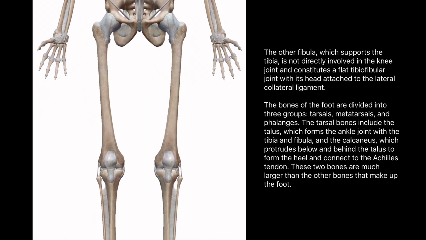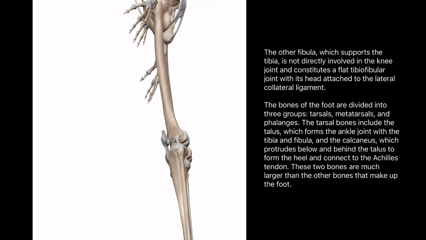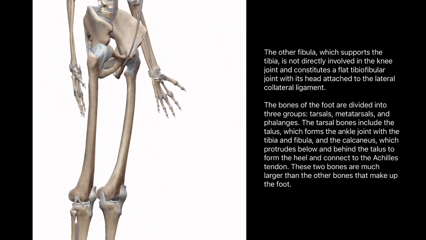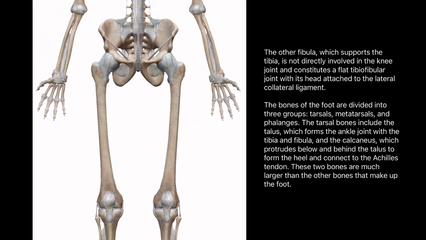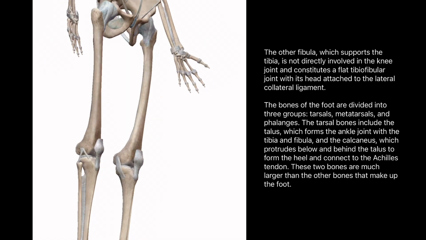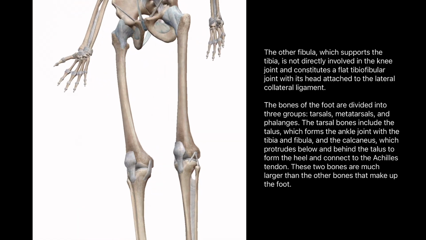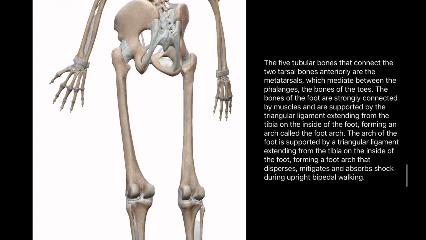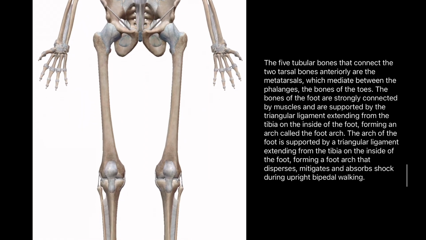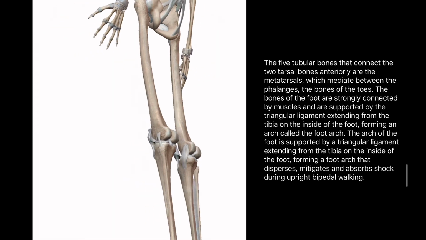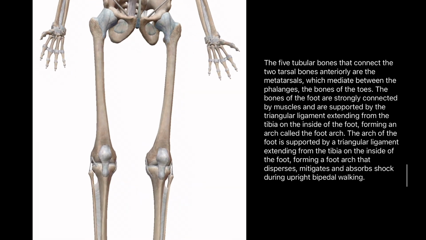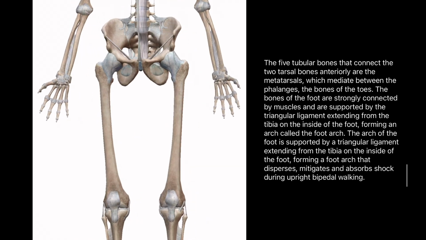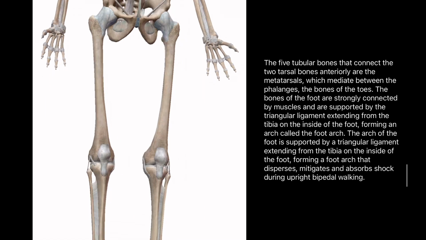The bones of the foot are divided into three groups: tarsals, metatarsals, and phalanges. The tarsal bones include the talus, which forms the ankle joint with the tibia and fibula, and the calcaneus, which protrudes below and behind the talus to form the heel and connect to the Achilles tendon. These two bones are much larger than the other bones that make up the foot. The 5 tubular bones that connect to the tarsal bones anteriorly are the metatarsals, which connect to the phalanges, the bones of the toes. The bones of the foot are strongly connected by muscles and are supported by the triangular ligament extending from the tibia on the inside of the foot, forming an arch called the foot arch.